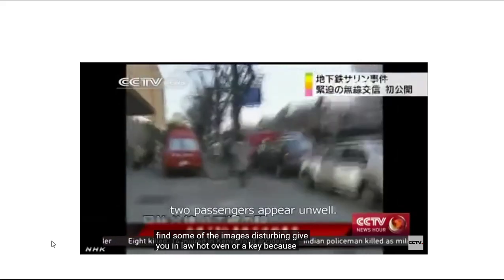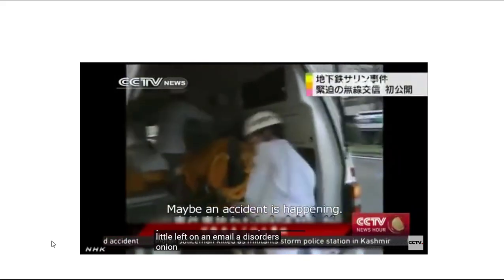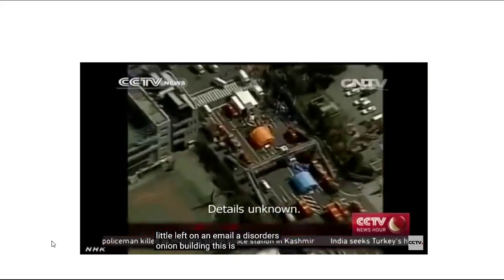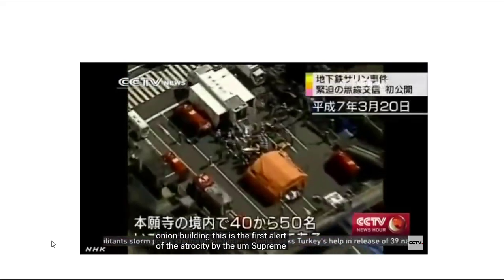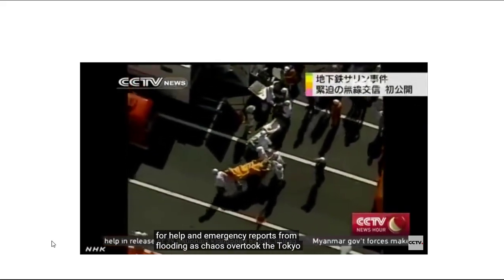This is the first alert of the atrocity by the Supreme Truth cultists, and in the coming hour, calls for help and emergency reports would flood in as chaos overtook the Tokyo subway system.